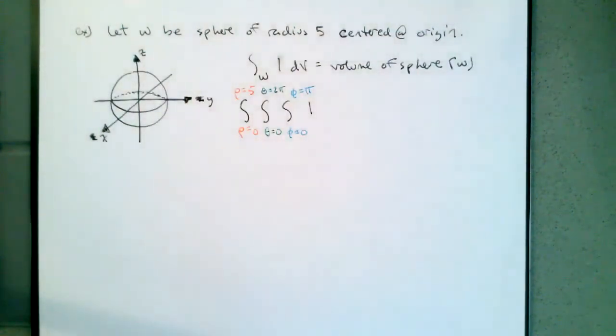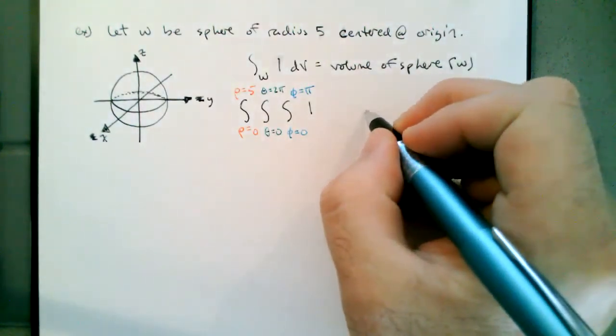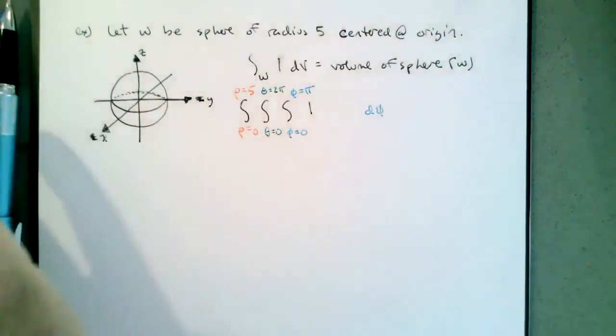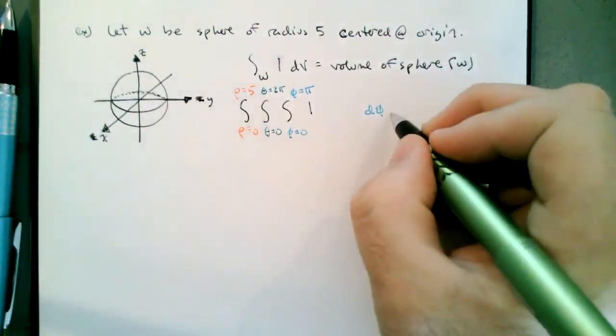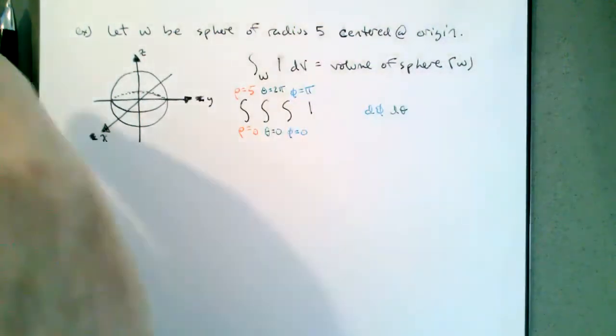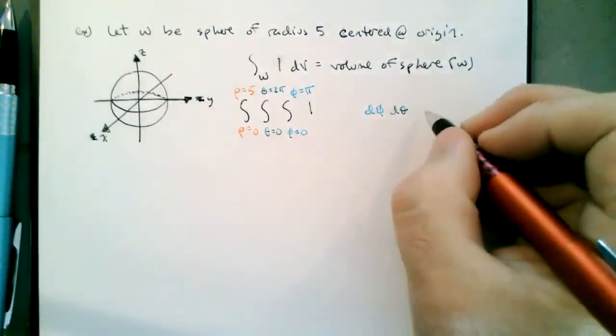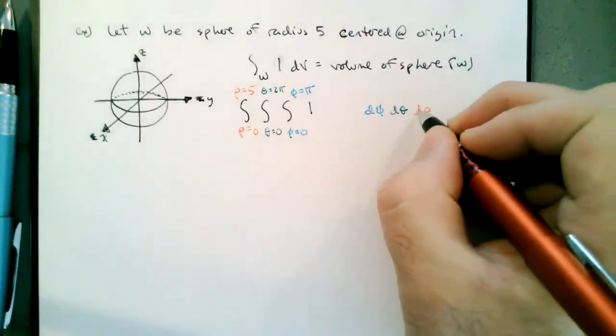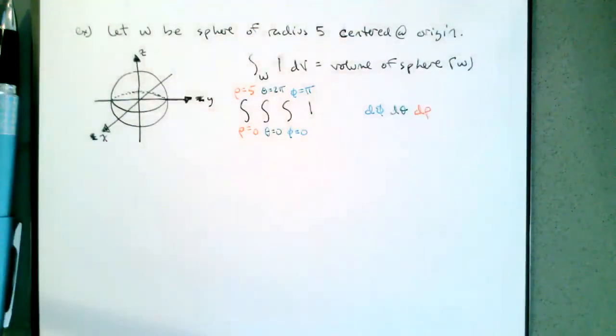Now in this case, it looks like we're integrating d phi, d theta, d rho. This is the order that we're integrating. But we can't just integrate the function 1. I've got this huge conspicuous space between 1 and the other part of my dV. That's where the rho squared sine of phi is going to go.